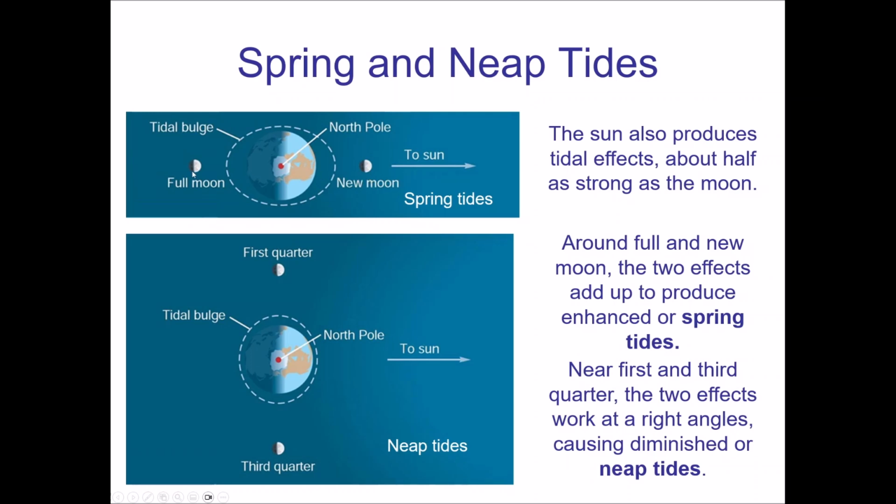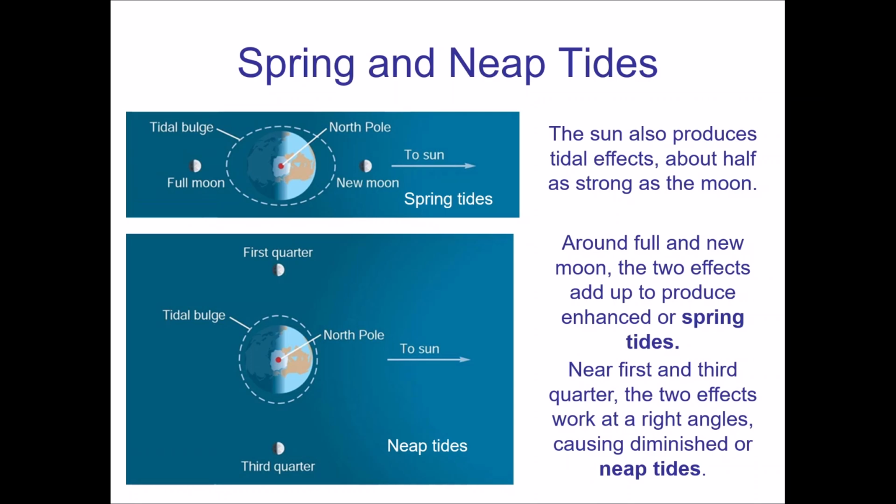So whether the moon is full or new, what happens is Earth, moon, and sun all line up. And so the moon and the sun are working together to produce a stronger than normal tide. And we call that spring tides. It's an enhanced tide. So that would mean the ocean levels can vary a lot more because of that.